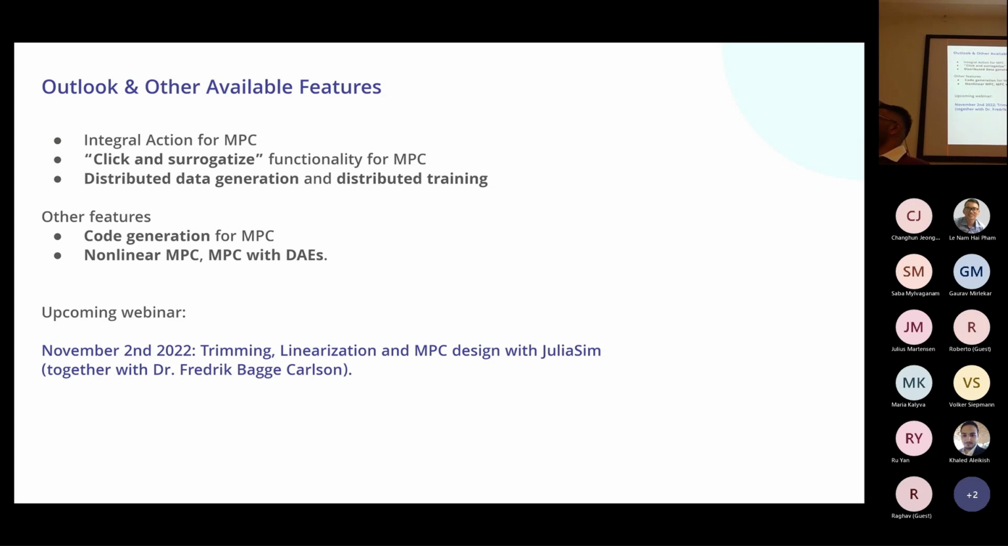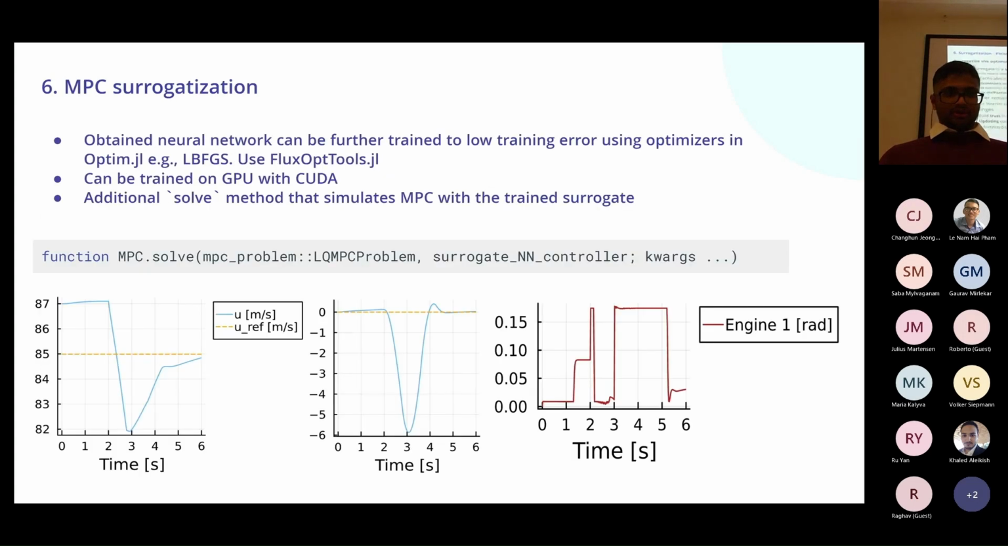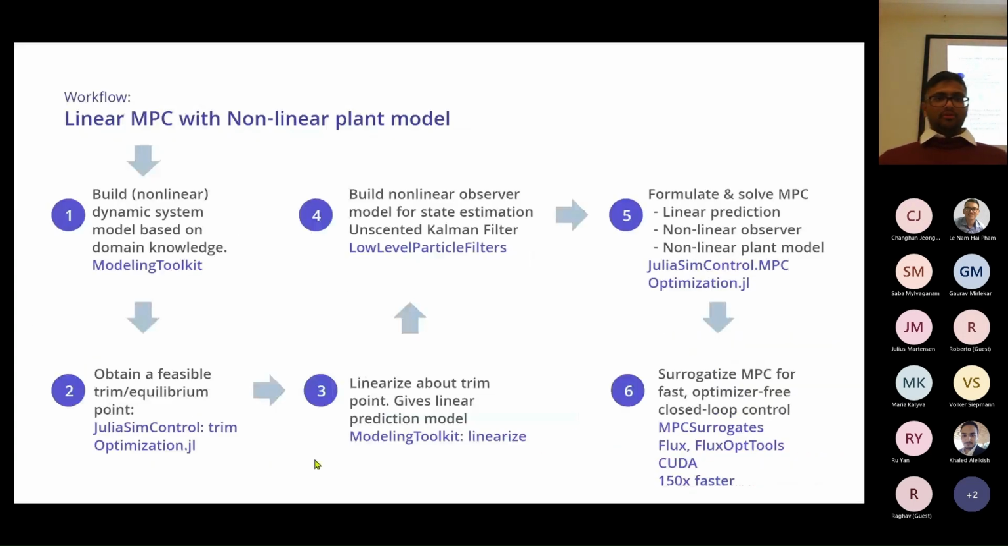About the structure, what you talked about now, how much is the source... Right, so I think I can show it from this. ModelingToolkit is open source. The JuliaSim control trim tool is within JuliaSim. Optimization.jl is open source. The ModelingToolkit linearize is open source. The low-level particle filters is open source. The MPC toolkit is within JuliaSim, and MPCSurrogates is within JuliaSim. Flux is open source. FluxOptTools is open source. CUDA is open source. Okay, right.